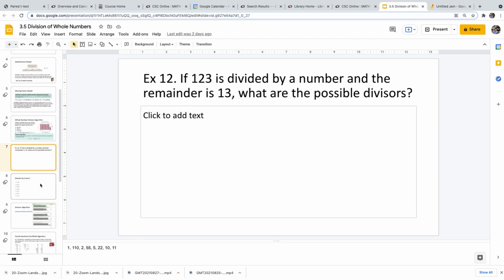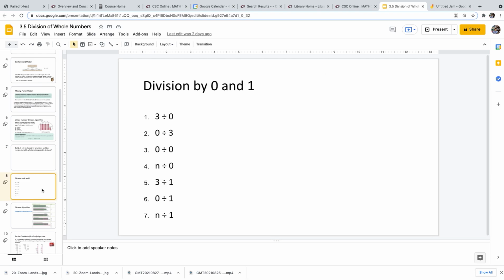Okay, so that is one of the problems. I think you can have that problem in the homework example too. Okay, now let's talk about division by 0 and 1. Division by 0 and 1.